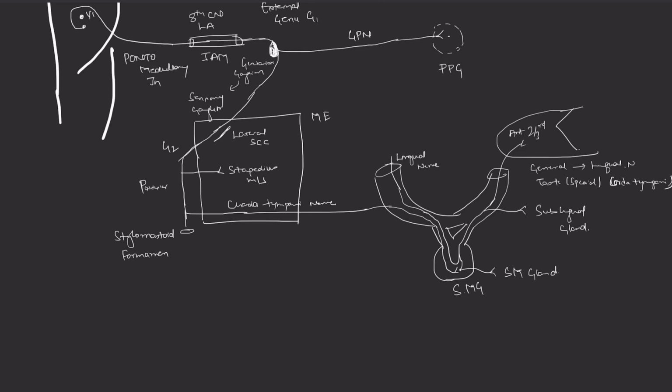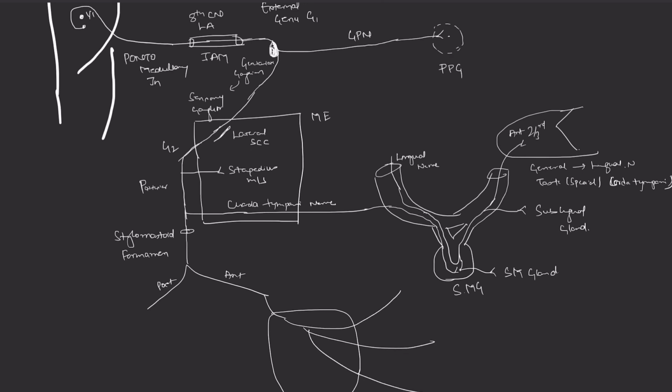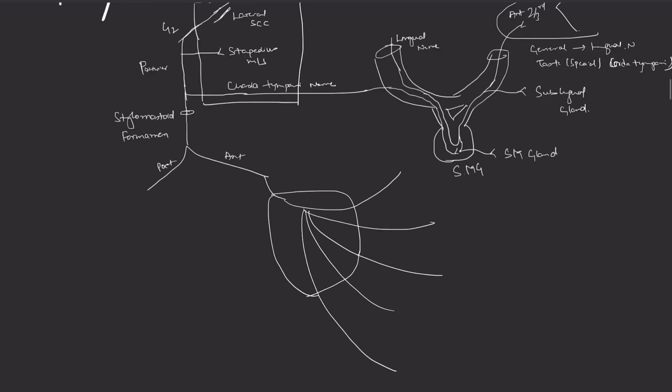Now continuing, it leaves the stylomastoid foramen and divides into two branches, anterior and posterior. The anterior branch enters the parotid gland and gives 5 branches. This is the temporal branch, this is the zygomatic branch, this is the buccal branch, this is the marginal mandibular branch, and this is the cervical branch.